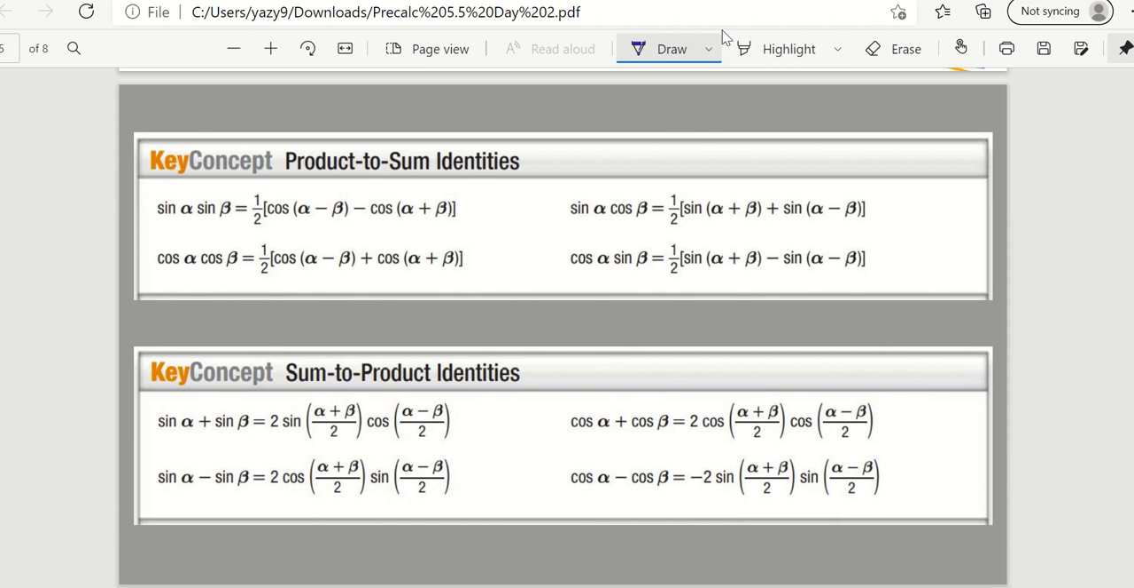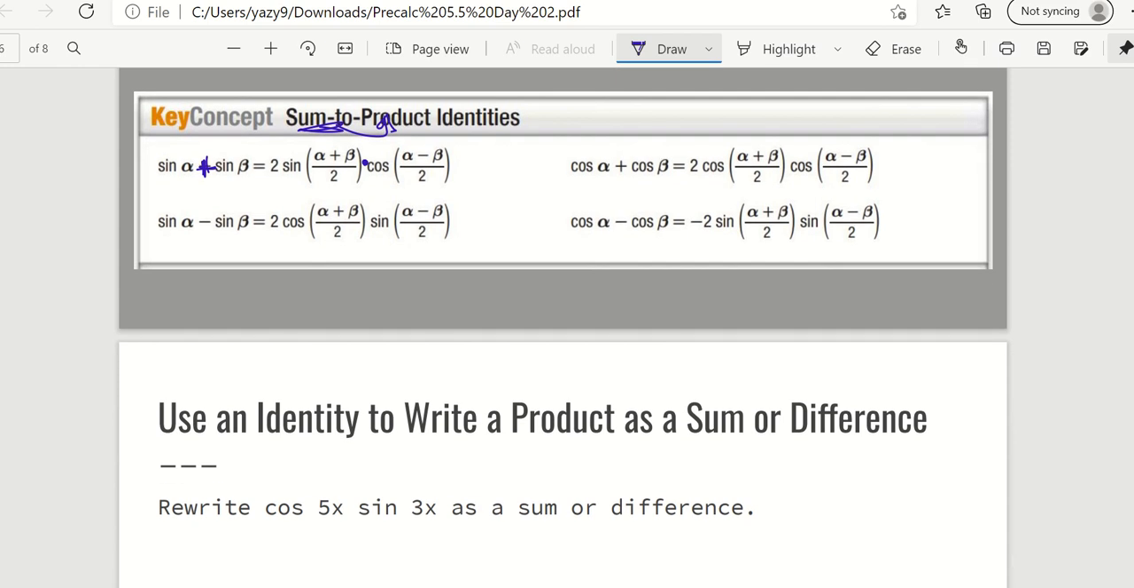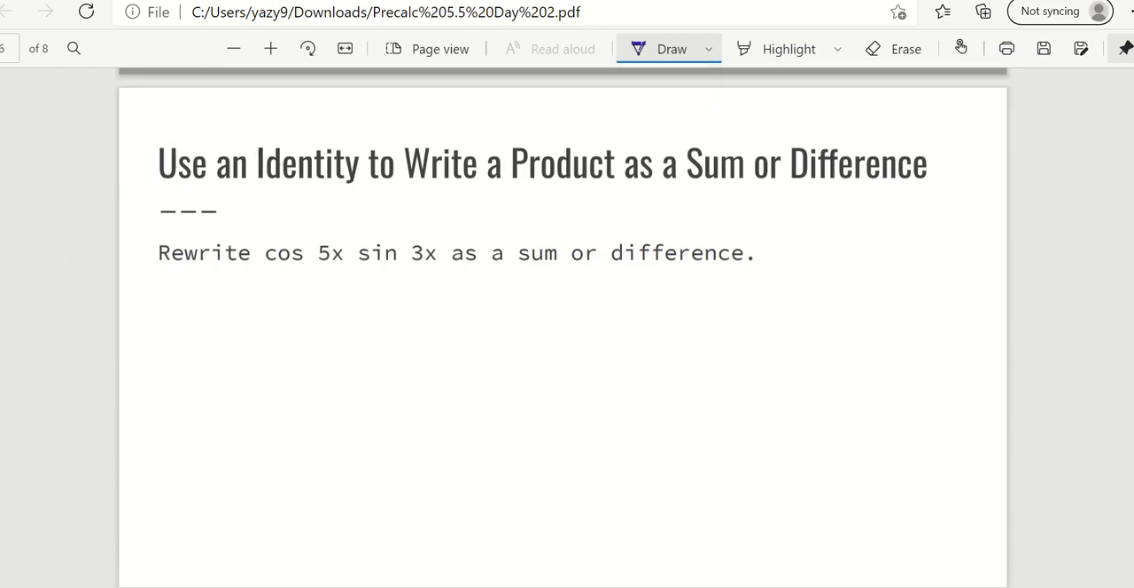So as it is stated, it's taking a product and turning it into a sum. So you have sine alpha times sine beta, and you're moving it into an addition or subtraction sentence. And then you have sum to product, where if you have the addition, you're moving it into a multiplication sentence. Okay, and this is how you do it, by following these rules. So again, we're just applying the rules. All right, so let's go ahead and practice.